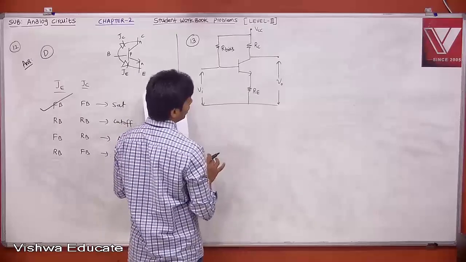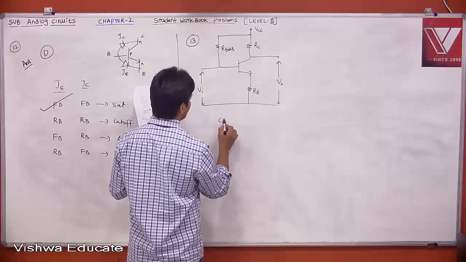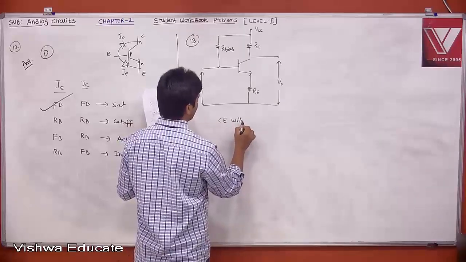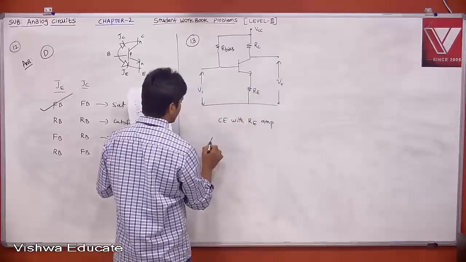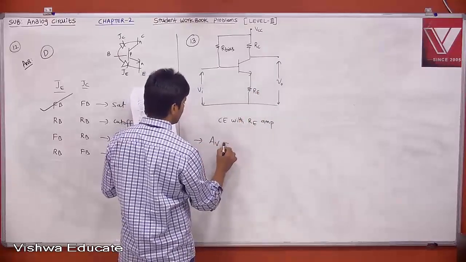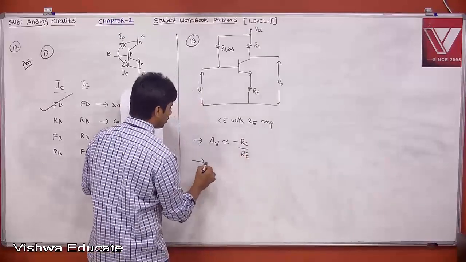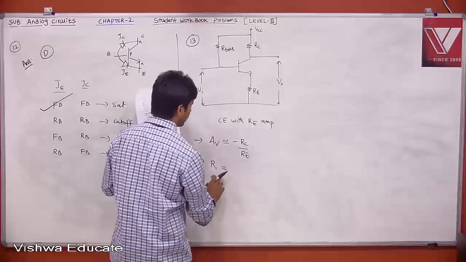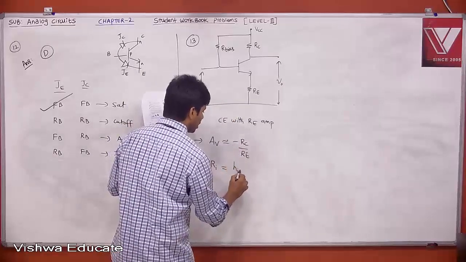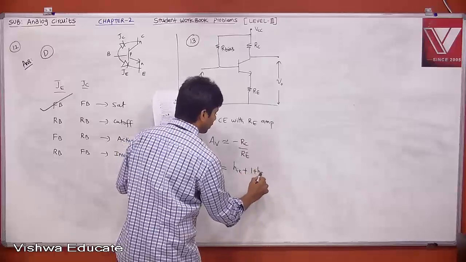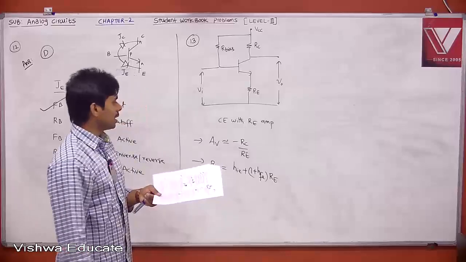For this, if you don't keep any capacitor, tell me what is your voltage gain. This is nothing but a CE with RE amplifier. This RE is nothing but your feedback resistor. That will decrease the gain, no doubt. And we know that AV is equal to minus RC divided by RE. And what is your input impedance? We already calculated the impedance seen into your transistor. That is nothing but HIE plus (1 plus HFE) into RE. This is the input impedance of the CE with RE amplifier.